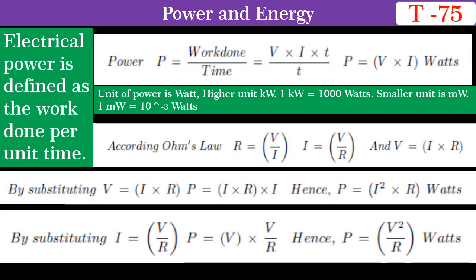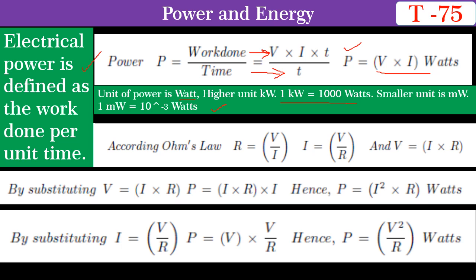Friends, we know electrical power is defined as the work done per unit time, and work done is V into I into T divided by the time, from which we get the electrical power P is equal to V into I watts. Unit of power is watt and higher unit is kilowatt, and 1 kilowatt is equal to 1000 watts. Smaller unit is milliwatt and 1 milliwatt is equal to 10 to the power of minus 3 watts.